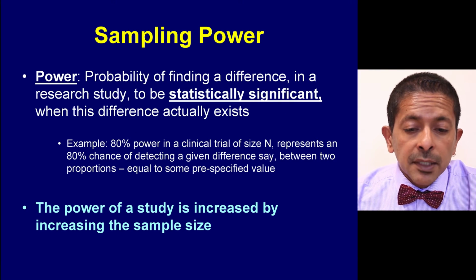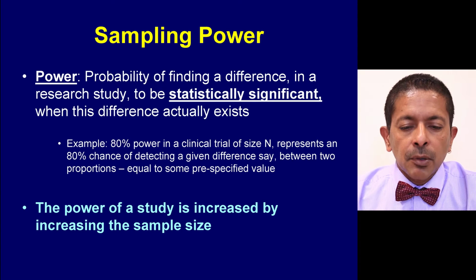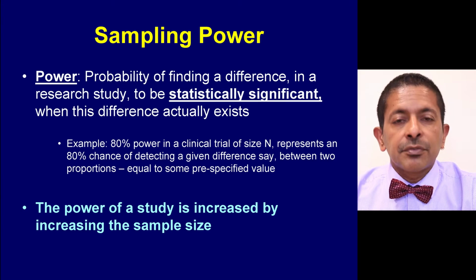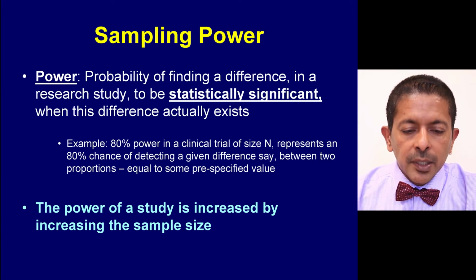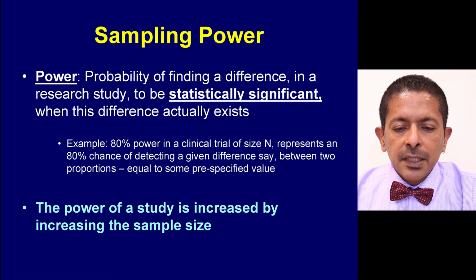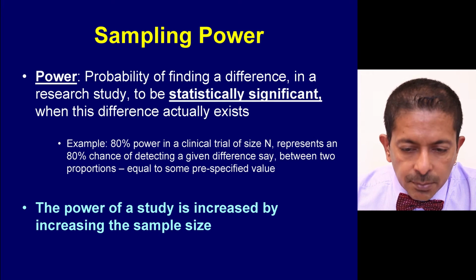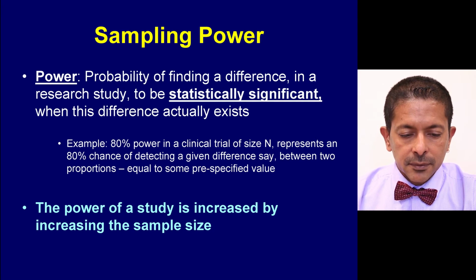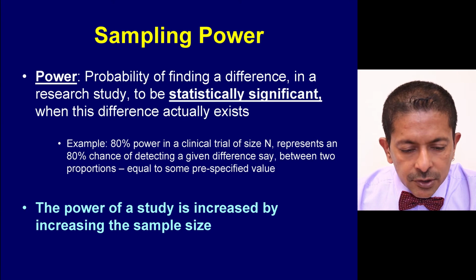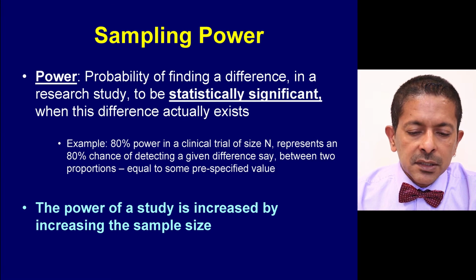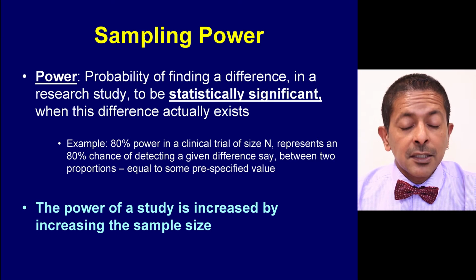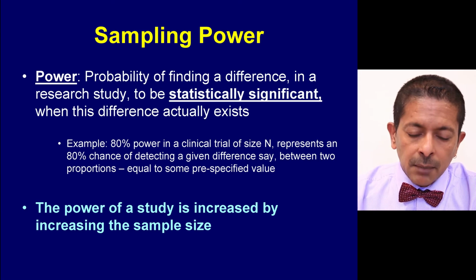The term sampling power is the probability of finding a difference in a research study to be statistically significant when this difference actually exists. So an 80% power means that you have 80% probability of finding a difference. The key message here is that the power of a study is increased by increasing the sample size, and I'll come back to that.